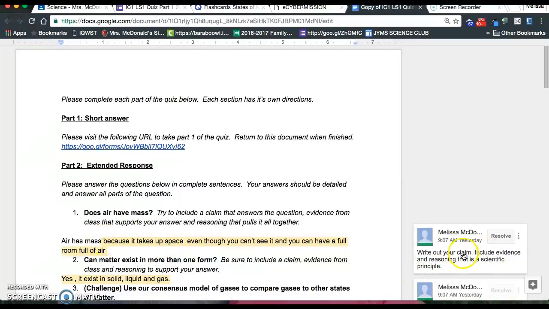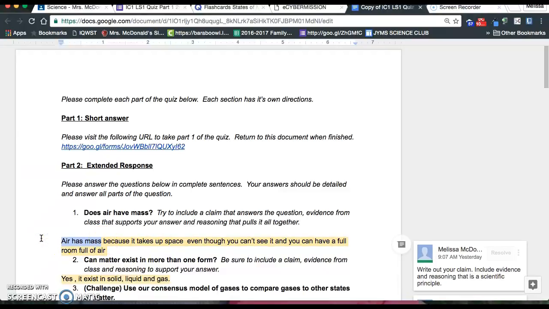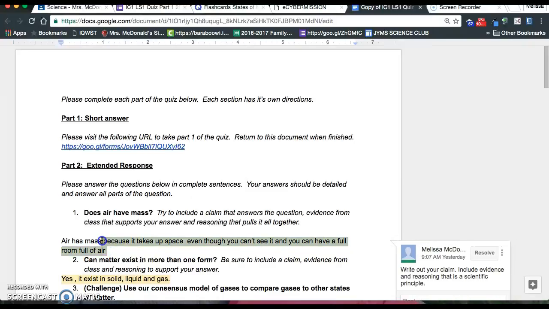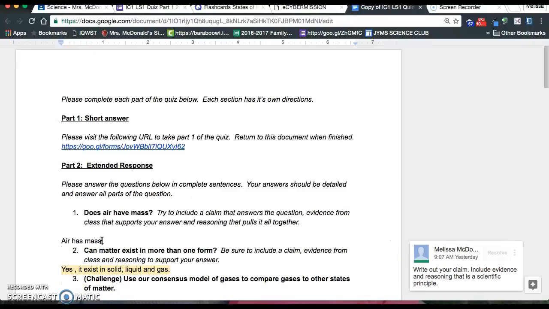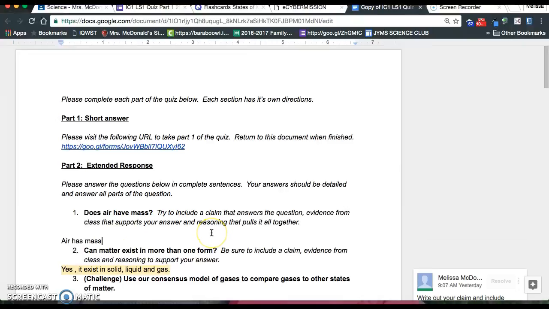Here I see that it says write out your claim, so I've updated my claim to say air has mass. I also looked at the board to see that I should use page 10 to give evidence on this question. And when I go to page 10, I remember that this was the lab where we put the air inside the balloon. So I'm going to delete this answer and include my evidence.